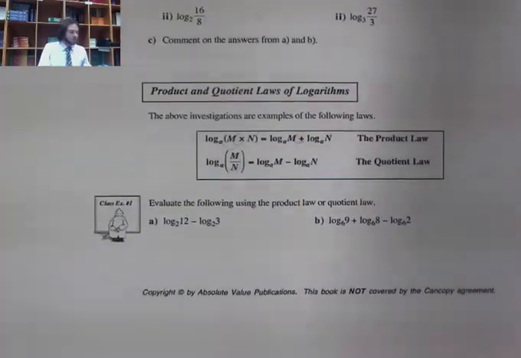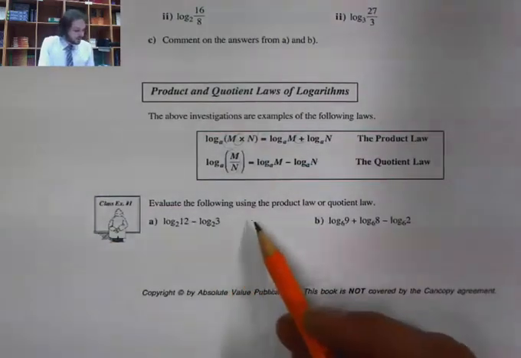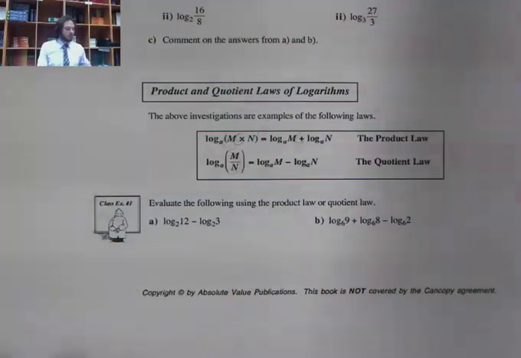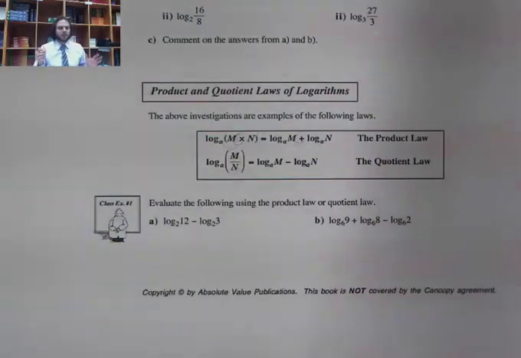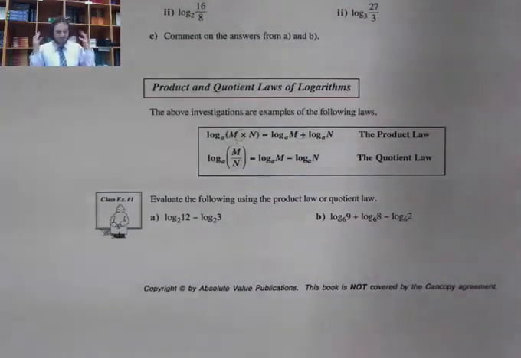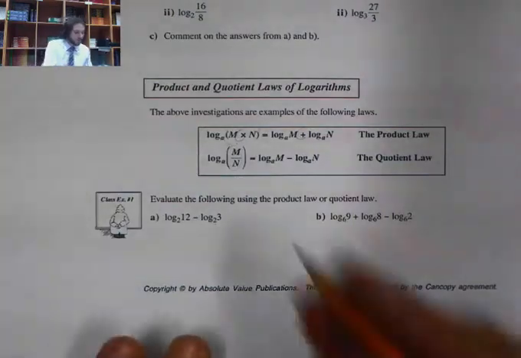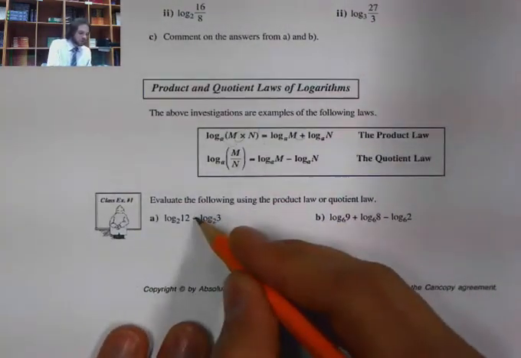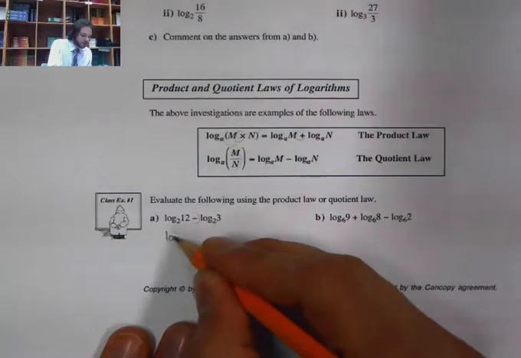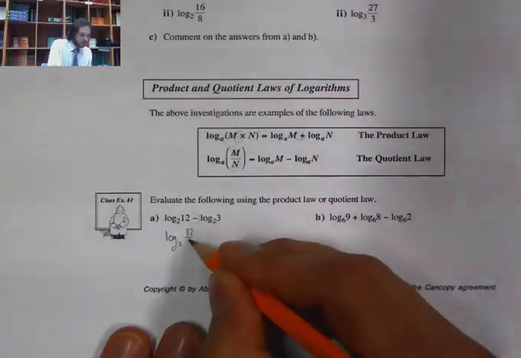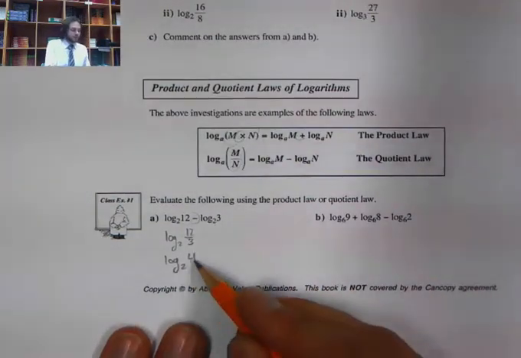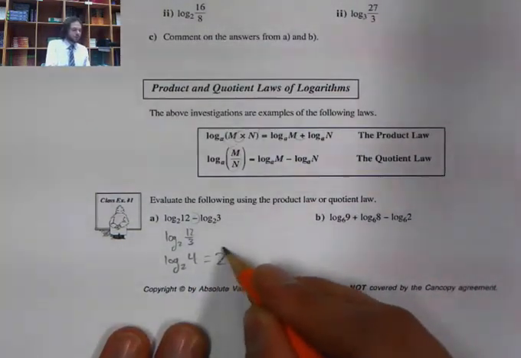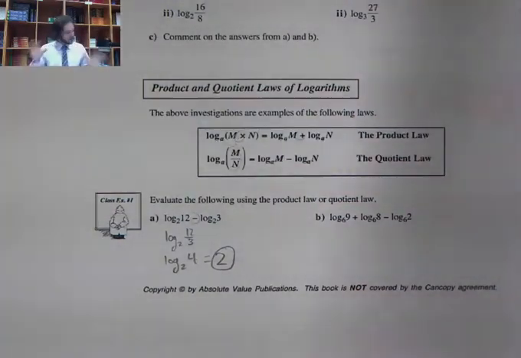So here's class example number 1. It says evaluate the following using the product or quotient law. I don't know what 2 to the power of what is equal to 12, or 2 to the power of what is equal to 3. It's going to be a decimal. I can't solve it. So let's try using the quotient law. They're subtracting, so I could divide them. That's the same thing as log base 2 of 12 divided by 3, which gives me log base 2 of 4. Now 2 to the power of what is equal to 4? 2 to the power of 2. My answer is 2. Easy.